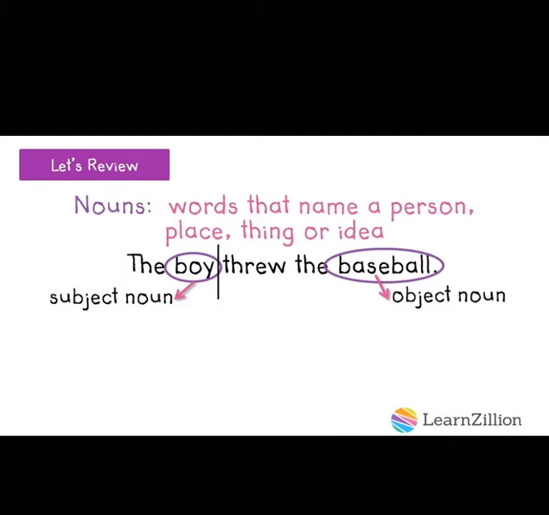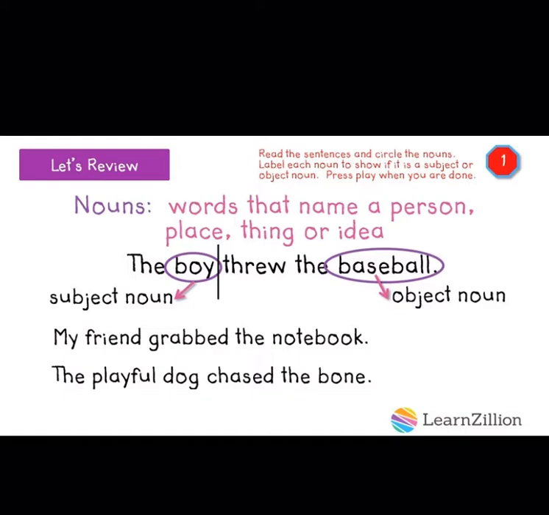Let's practice with these sentences. On your practice sheet, read the sentences and circle the nouns. Label each noun to show if it's a subject or object noun. Press pause to work on the sentences, and then press play when you're finished. Great job! Friend and dog are subject nouns. They tell who or what the sentence is about. Notebook and bone are object nouns.